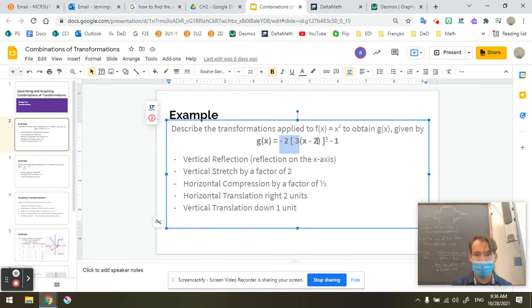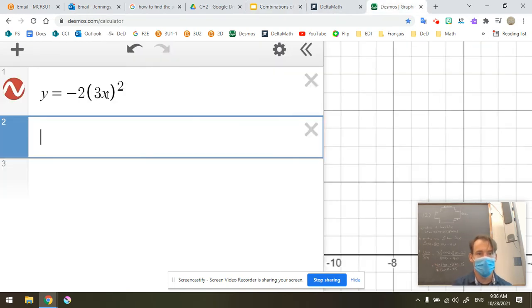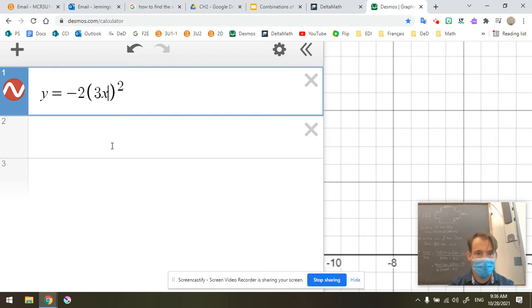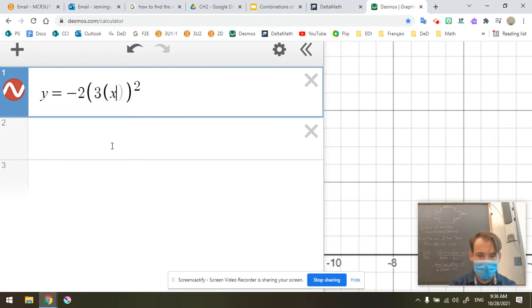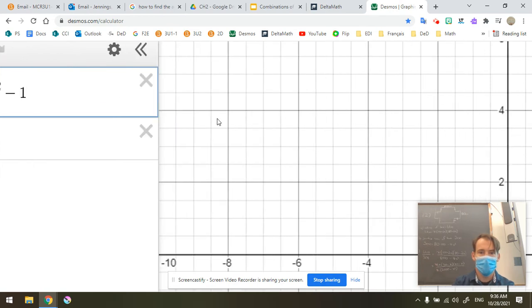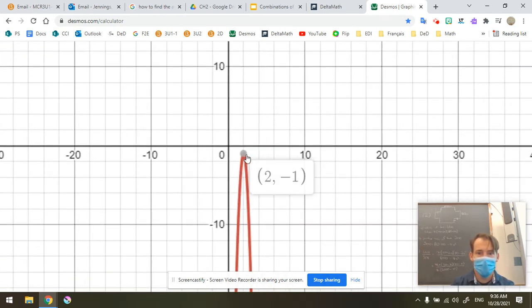Now we're going to translate it 2 units to the right. This is a horizontal translation, right 2 units, and then down 1 unit. So let's put those in algebraically here. We're going to go here 2 units to the right. That's the 3, Mr. Jennings. It's 2 units to the right, and then we're going to go down 1 unit. Okay, now let's take a look at our parabola here. Notice that the vertex has now been moved from 0, 0, 2 units to the right, and down 1. So that would be g of x. This is now a transformed parabola.